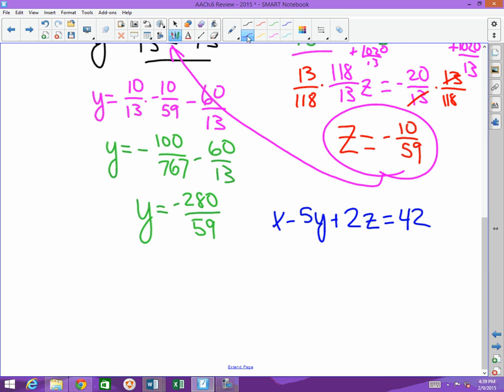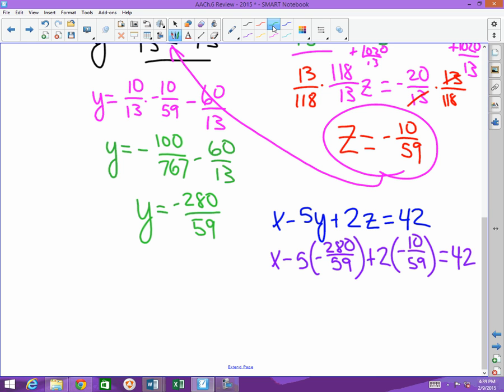And we have to put negative 280 over 59 in for y, so we get x minus 5 times negative 280 over 59 plus 2 times negative 10 over 59 equals 42. Distributing, 5 times 280, which would be a positive, so x plus 1400 over 59 minus 20 over 59 equals 42.